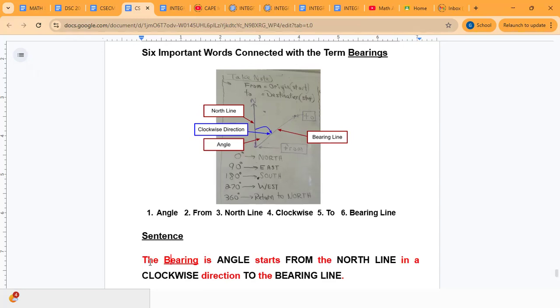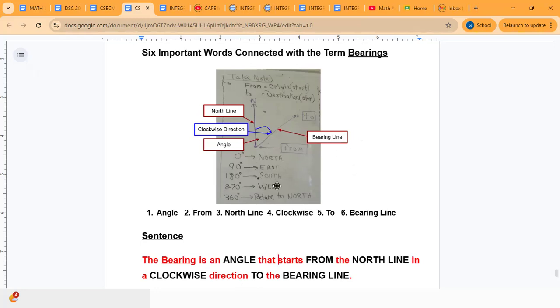Let's start again. The bearing is an angle that starts from the north line in a clockwise direction to the bearing line. Okay, so you can treat this as a plausible definition of the word bearings. So the bearing is an angle that starts from the north line in a clockwise direction to the bearing line.